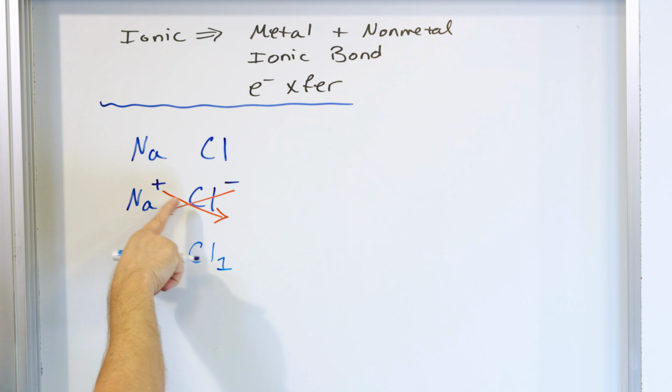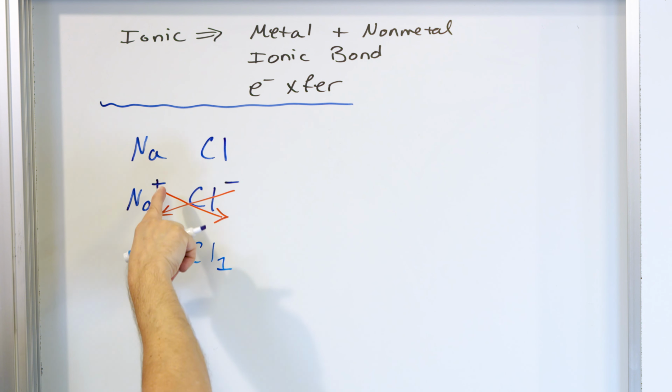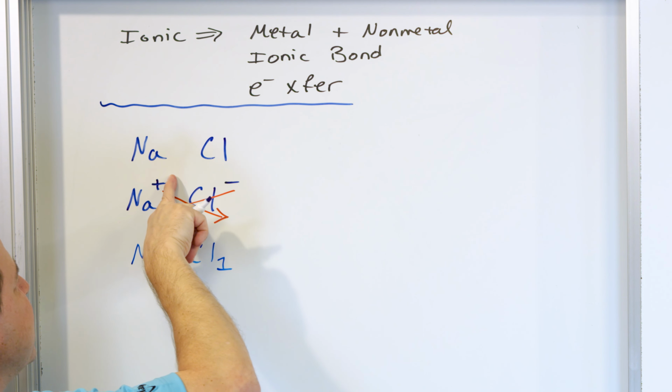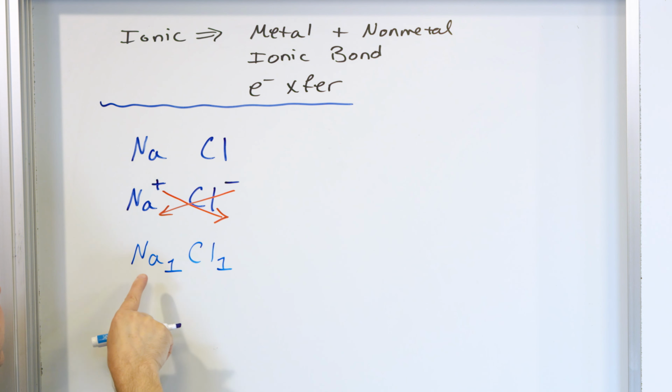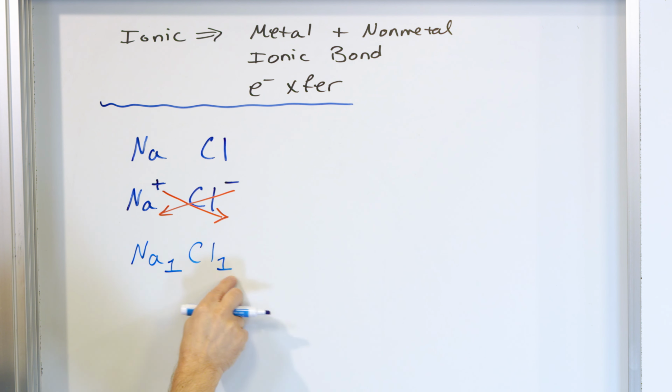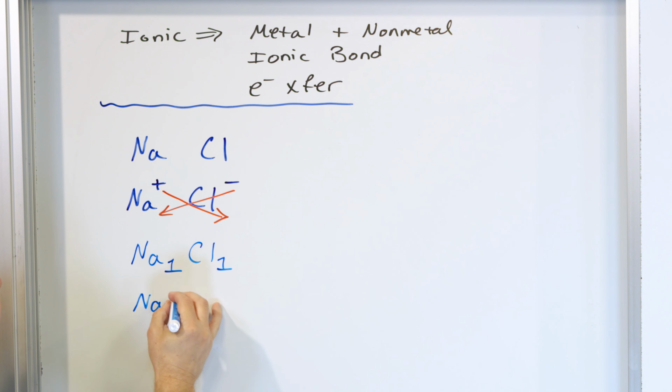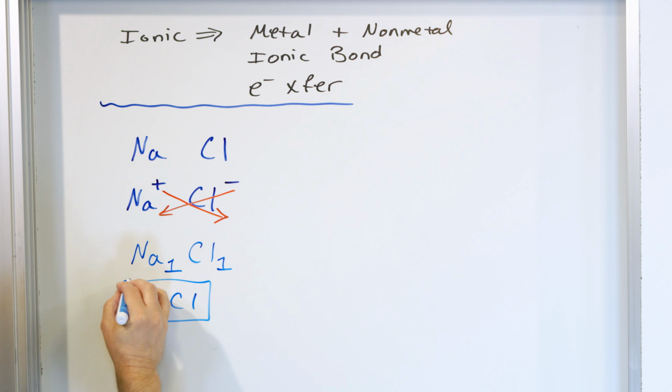NaCl1. So what you do to figure out what compound is formed is you ignore the signs and you take the numbers. 1 goes down here, 1 goes down here: sodium 1, chlorine 1. When you have 1s, you can drop them and you can say NaCl. This is what is going to be formed.